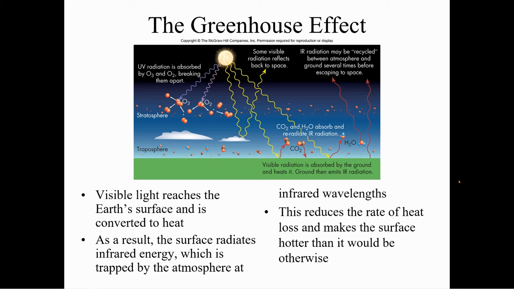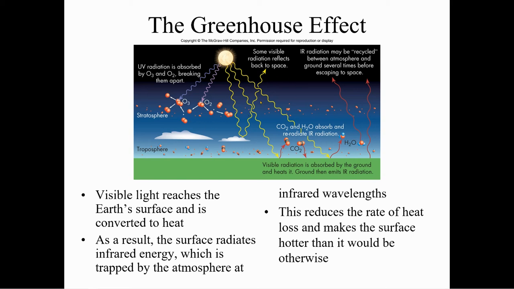The greenhouse effect. Visible light reaches the Earth's surface and is converted to heat. As a result, the surface radiates infrared energy, which is trapped by the atmosphere at infrared wavelengths. This reduces the rate of heat loss and makes the surface hotter than it would be otherwise. What happens is heat comes down and it hits the Earth and it turns into infrared heat.